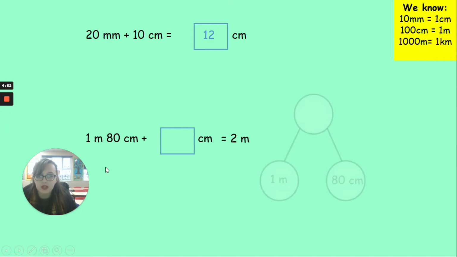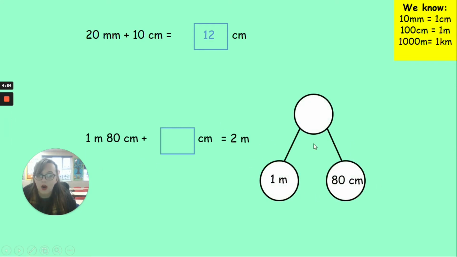So the first thing I'm going to do is look at a part-whole model. So 1 metre and 80 centimetres, can I put that together? Can I change that into centimetres to help me? Well, we know that 1 metre is 100 centimetres. 100 add 80 is easy, that's 180 centimetres.